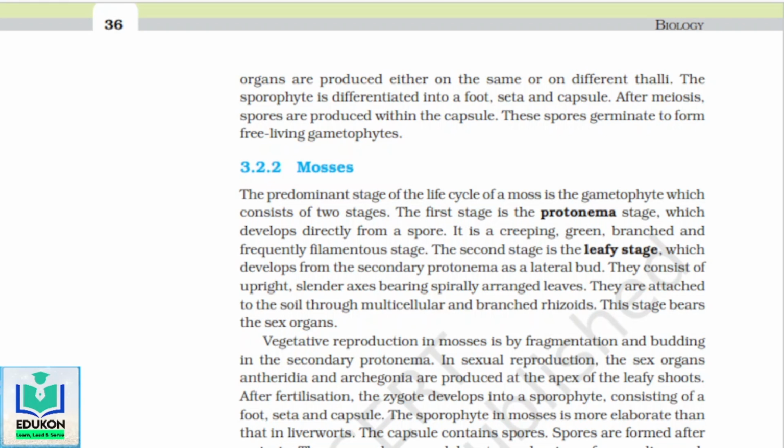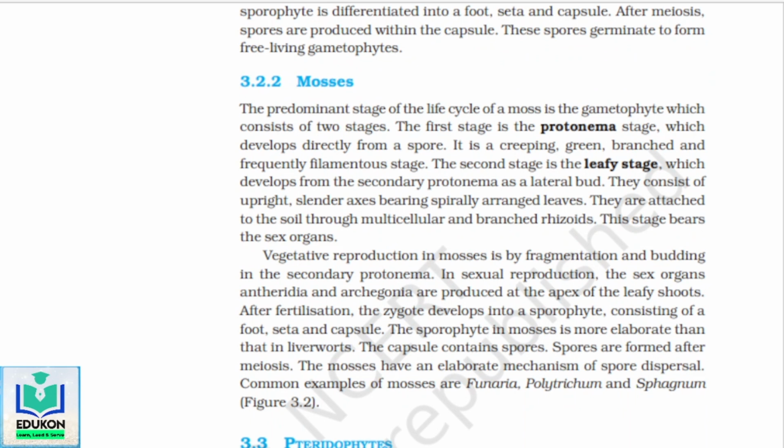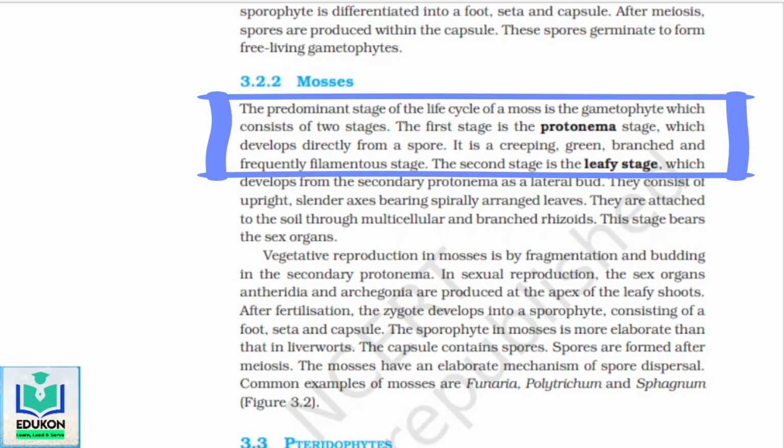Coming to mosses, the predominant stage of the life cycle of a moss is the gametophyte, which consists of two stages. The first stage is the protonema stage, which develops directly from the spore. It is a creeping, green, branched, and frequently filamentous stage.